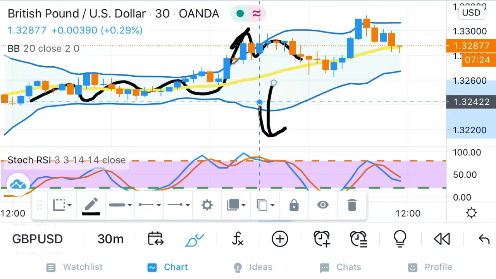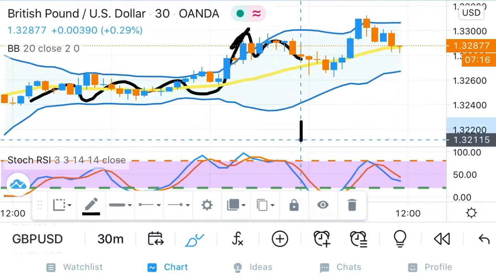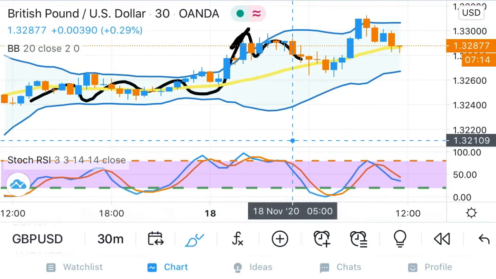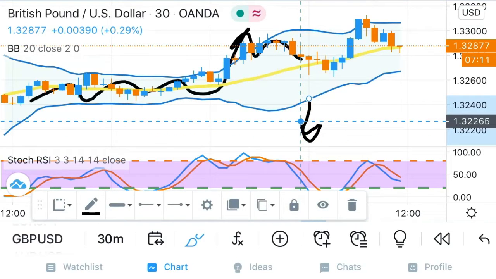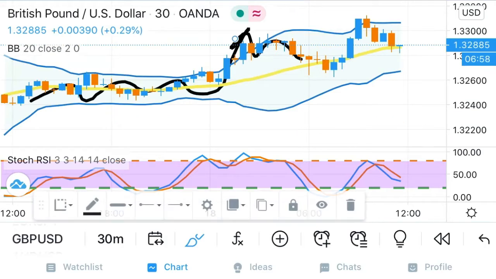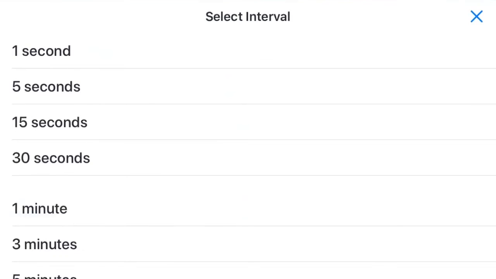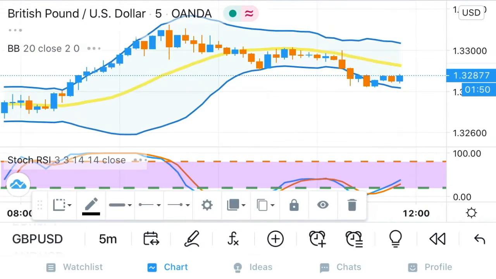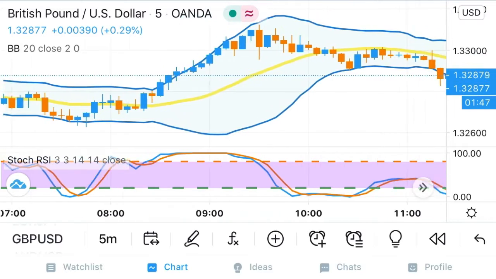So when it does that, I am going to be very patient and wait for these lines. I'm going to wait for them two lines, the blue and the orange, to cross back over below the orange dotted line to take my signal, to actually take my trade. But I also have to make sure I do this on a lower time frame. So I take my actual trade on the 5-minute chart. And you see the 5-minute chart is about the same.